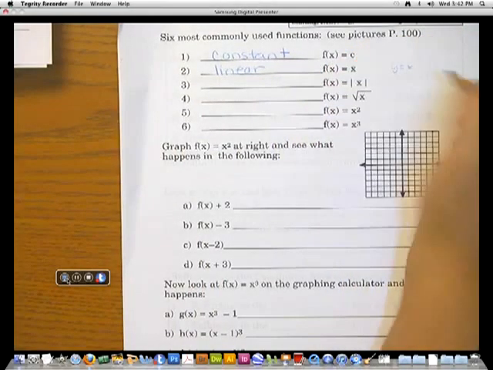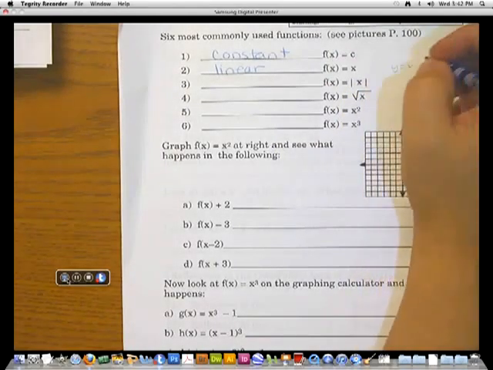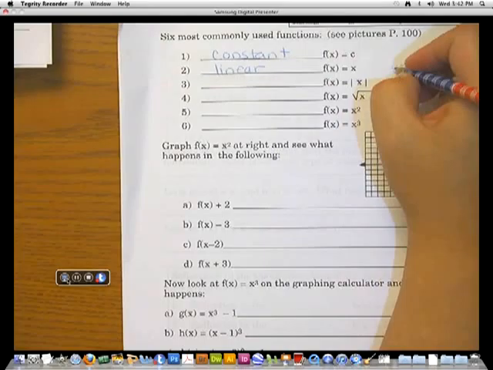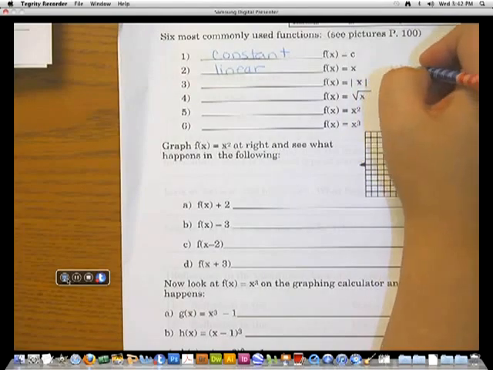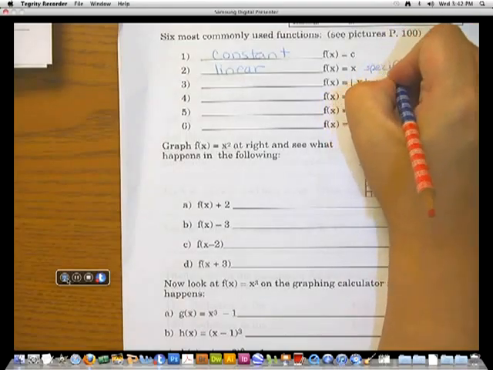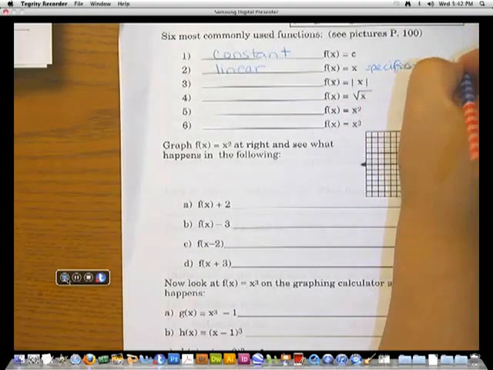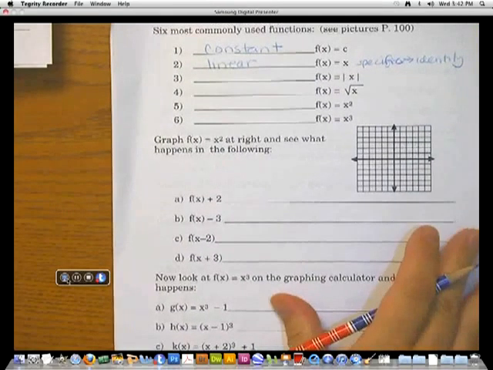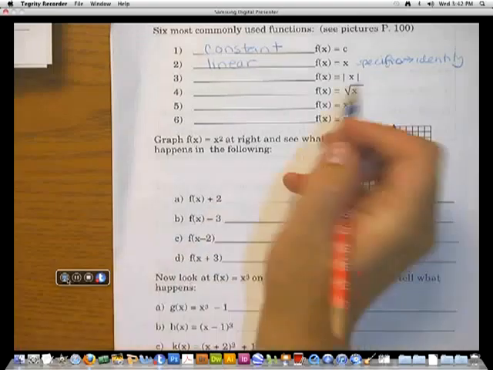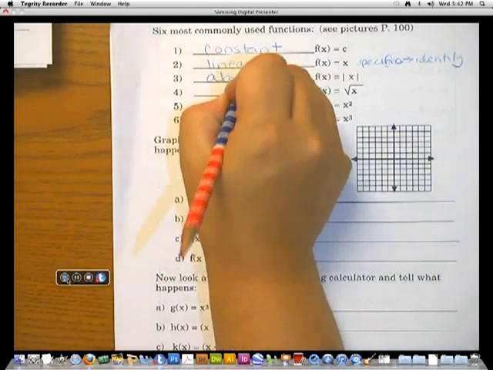remember that's what f of x stands for, is our y, this is called a specific identity function. So if y is 2, x is 2. Y is -1, x is -1. So this is actually a very specific identity. When we have f of x equals absolute value of x, we call that an absolute value.